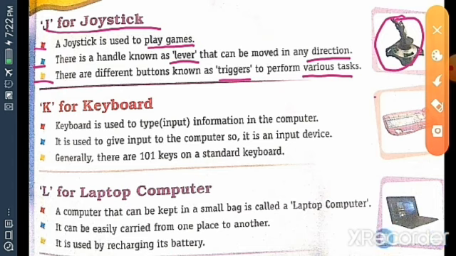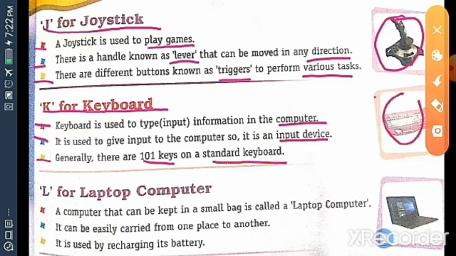Okay, now our next alphabet is K for keyboard. First one, keyboard is used to type information in the computer. Second, it is used to give input to the computer, so it is an input device. Third one, generally there are 101 keys on a standard keyboard. Okay, see, this is keyboard.